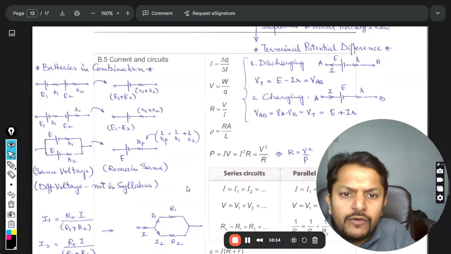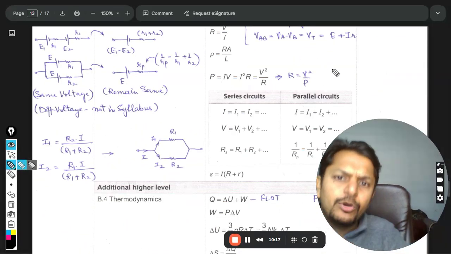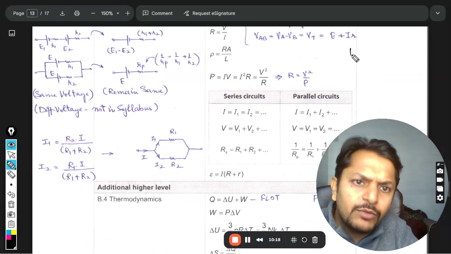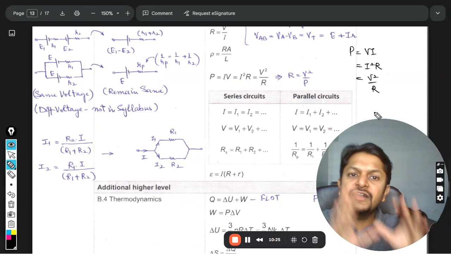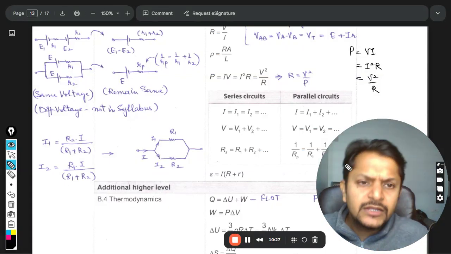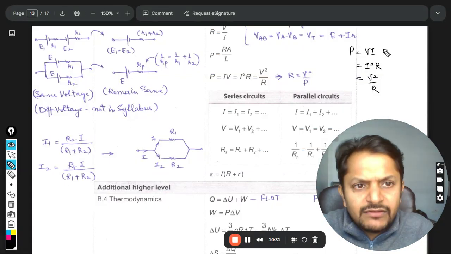Now this is for the power. Power has three formulas: V into I, I square R, and V square by R. Again, there are three different contexts in which you have to use them. Let me give you a bit of an idea about it.